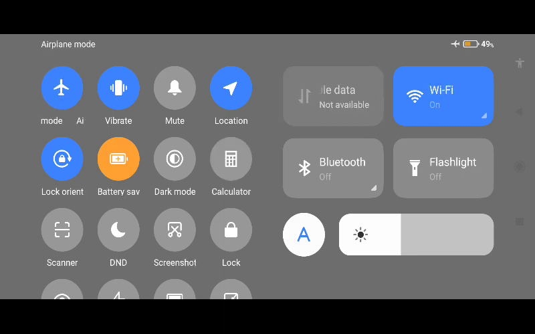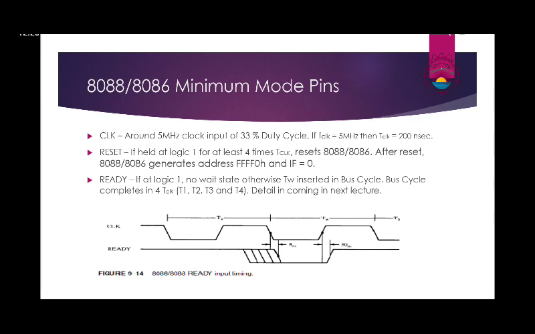After that, we have to discuss the ready pin. The ready pin is also another input pin for 8088 and 8086 microprocessors, and a timing diagram is shown here in connection with the clock input. The timing requirement is that the ready pin is checked at the end of T2 for each and every bus cycle. If the ready pin has logic 0, then the microprocessor goes into wait states.